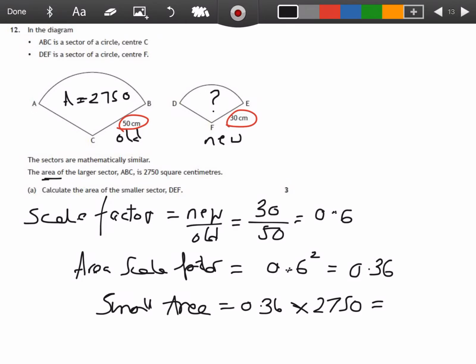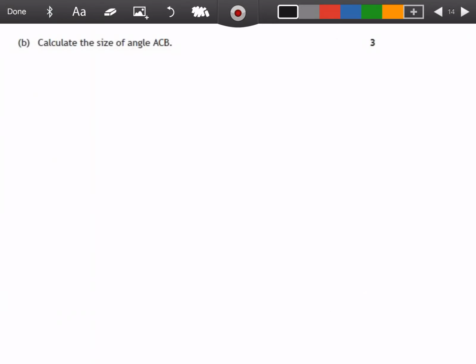Oops. 990. See if it makes sense. Yep, yeah, it's smaller. It looks probably less than half the size compared to the big one, so it makes sense. Squared centimetres, or whatever unit you want to write it. It makes sense to write it like that. 990.